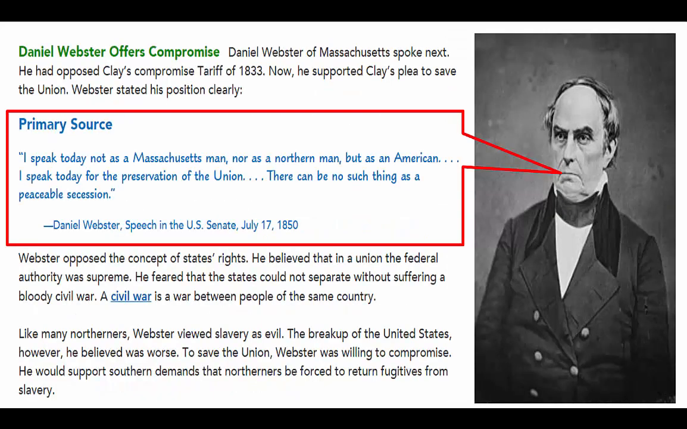Daniel Webster offers compromise. Daniel Webster of Massachusetts spoke next. He had opposed Clay's compromise tariff of 1833. Now he supported Clay's plea to save the Union. Webster stated his position clearly.